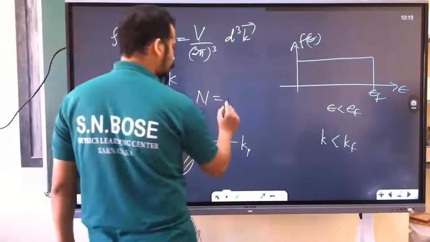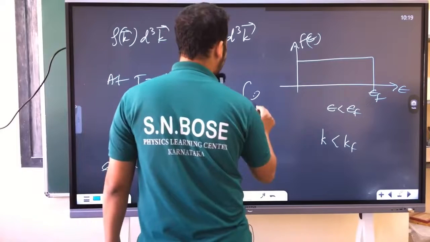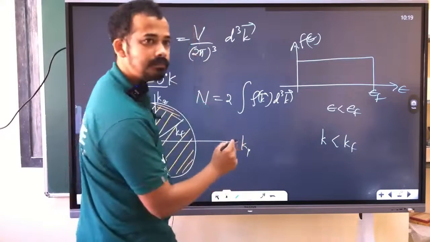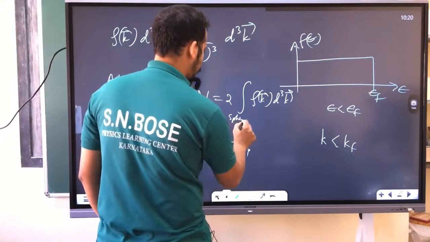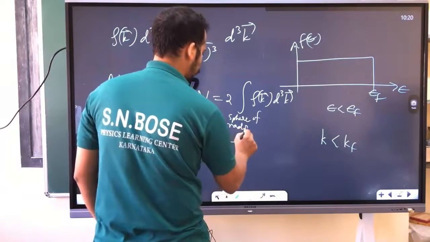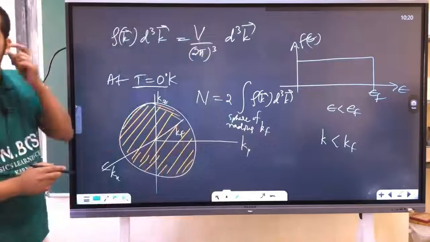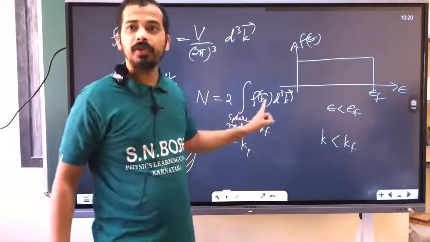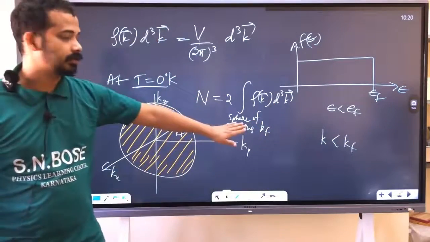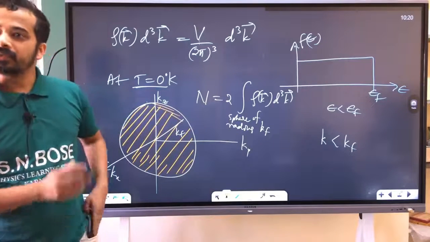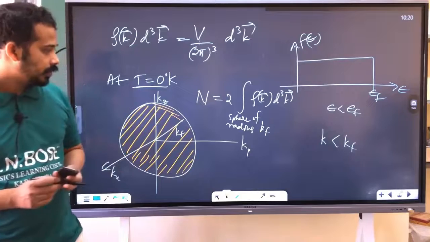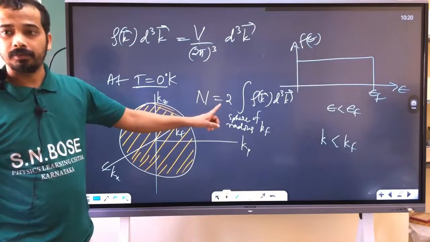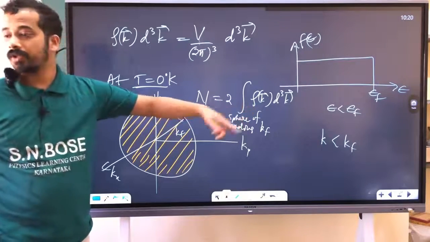I'll write for electron: 2 into rho of K vector, d cube of K vector, within the sphere of radius Kf. You got this idea? Here I counted the total number of states within the Fermi sphere. For electrons you have to multiply by 2, because this is a count of only translation states. Spin states are also there.